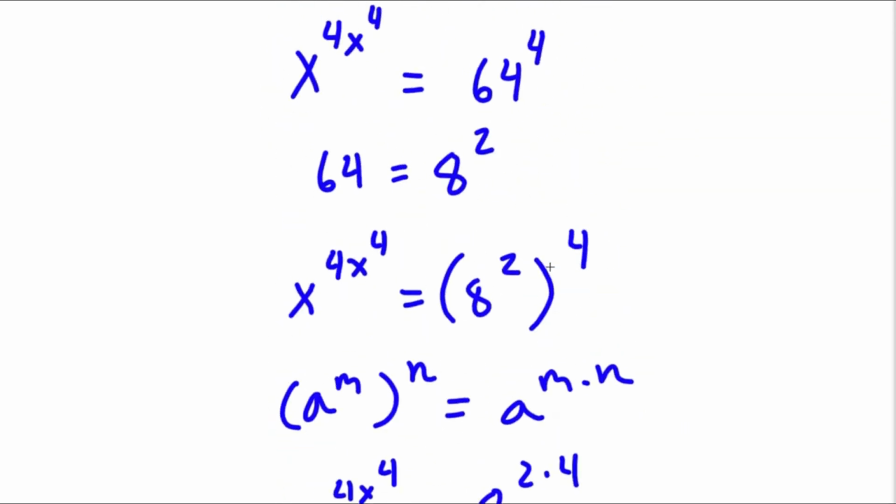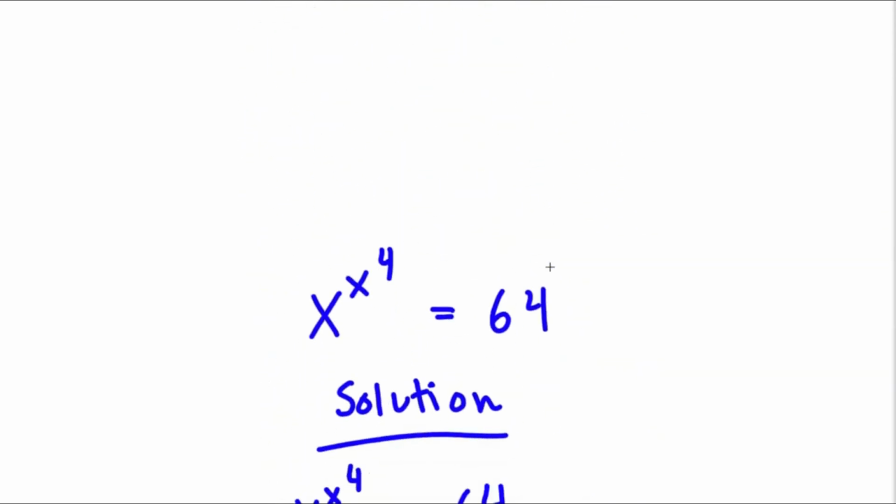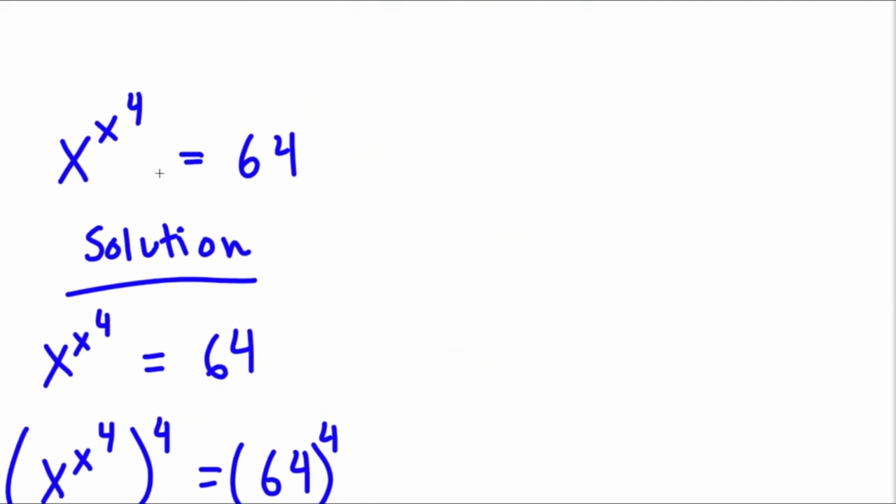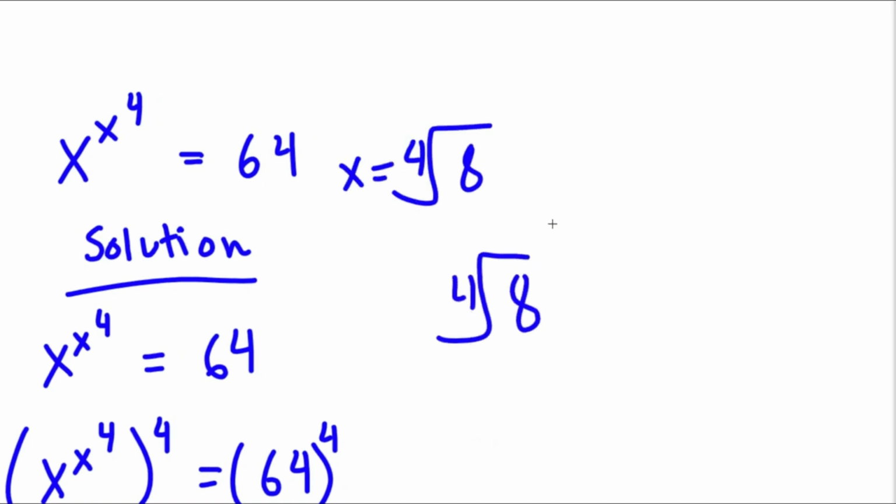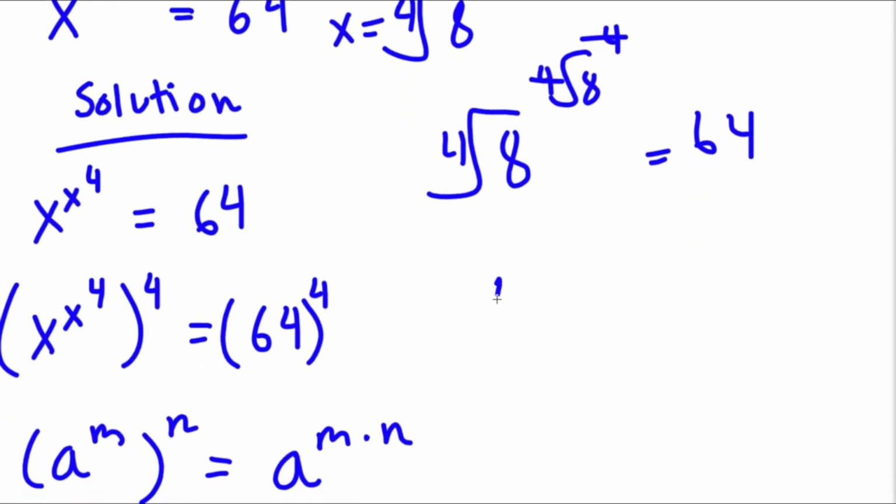Now, to check our solution, our original equation was x to the power of x to the power of 4 is equal to 64, and x is equal to the 4th root of 8. So now if I plug in the 4th root of 8 in this, I get the 4th root of 8 to the power of the 4th root of 8 to the power of 4 is equal to 64. Now the 4th root of 8 to the power of 4, these two will simply cancel out. So I will have the 4th root of 8 to the power of 8 is equal to 64.